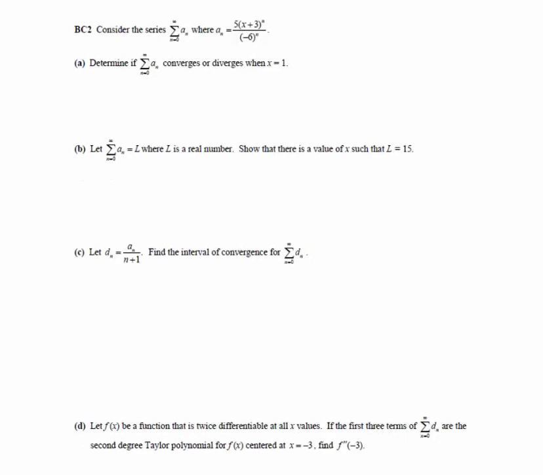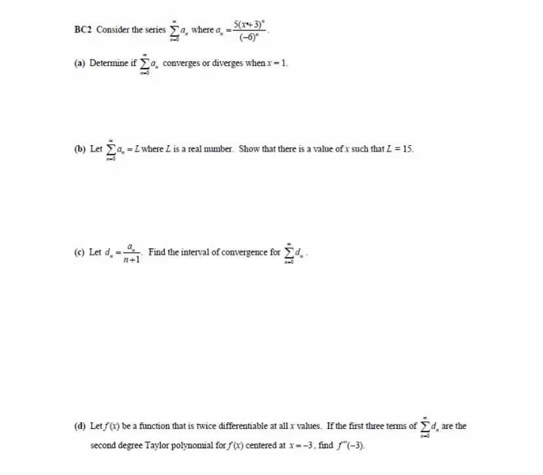This one I just have a series a_n, where a_n is given by (5x plus 3) to the n power over (-6) to the n power. So again, just looking at this series, well, it's not harmonic. It's not a p-series because you have an n term here on top, and remember a p-series is n to a power, and here the n is the power, so this is not a p-series.